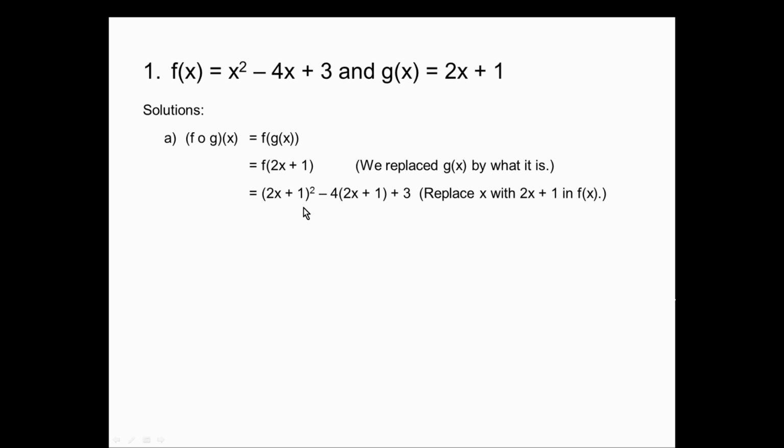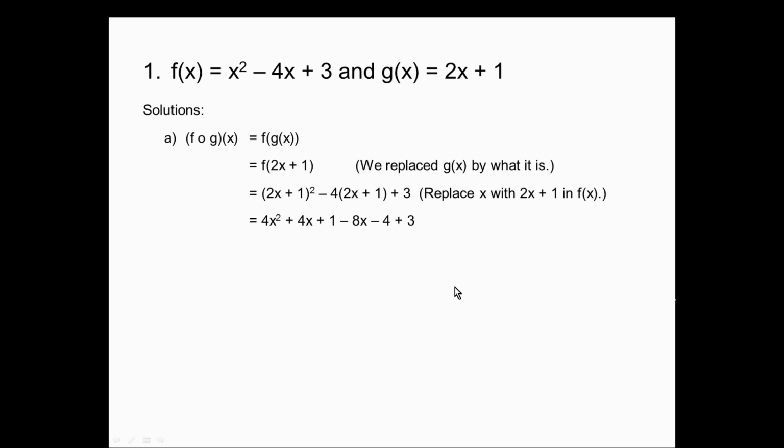So I need to square 2x plus 1, and I need to distribute the minus 4. Now again, to square the binomial quickly, square the first term, twice the product, square the last. Or if you need to do 2x plus 1 times 2x plus 1 and do FOIL, that's fine. But if I square it quickly, I'll get 4x squared plus 4x plus 1. Square the first, twice the product, square the last. And then when I distribute the negative 4, I get minus 8x minus 4, and then the plus 3.